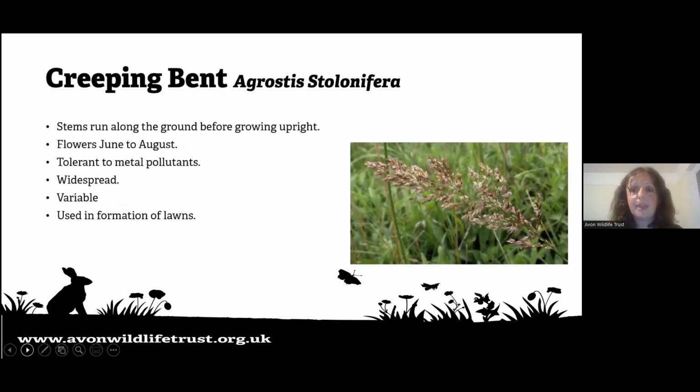Creeping bent, one of our common grasses, Agrostis stolonifera. The stems run along the ground before growing upright. The reason why it's called bent is because it's got more joints than the other grasses, literally bent. And it flowers June to August. It's tolerant to metal pollutants. It's very widespread. There are many strains of it: creeping bent, common bent, and many others I can't think of right now. And also it's used in the formation of lawns.